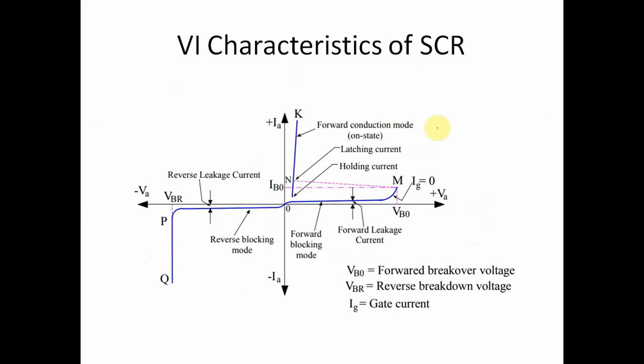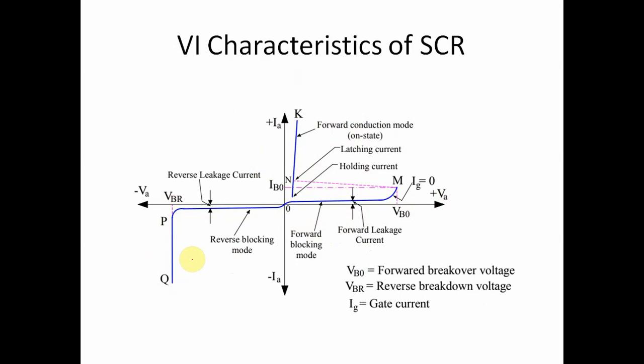Now, this is the VI characteristics of SCR. The VI characteristics of SCR is the graphical representation of voltage on the x-axis and current on the y-axis. This is the forward characteristics and this one is the reverse characteristics. These characteristics were already studied in the VI characteristics of a diode.